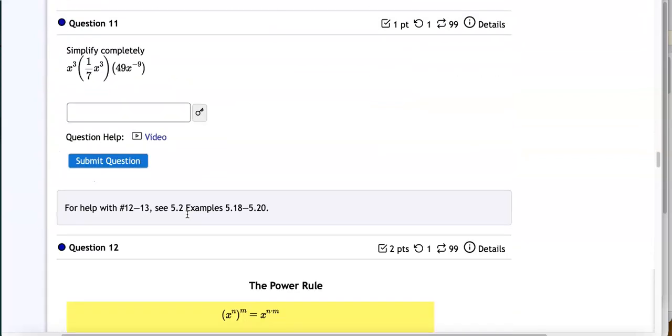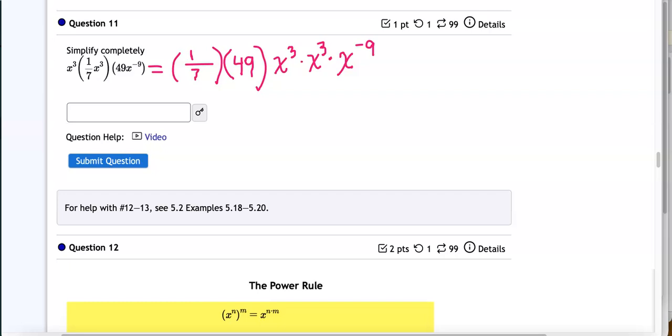Alrighty, so let's look at question 11. We want to group together numbers and group together letters that are similar. So first, if we group together the numbers, we have the 1/7 multiplied by 49, and then we're going to rearrange the x's, so we have x cubed times x to the negative 9. And now we can go ahead and take 1/7 of 49, and then add the exponents.